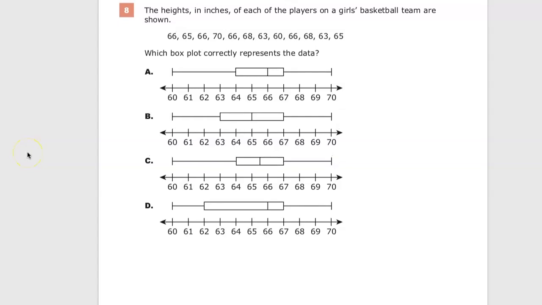Now, we need to talk about what a box plot is. Just as an aside, 60 inches is 5 feet, so if you want to know how tall they are, this girl is exactly 5 feet, 5'3", 5'8", 5'10". Now with that out of the way, we'll talk about the plot itself.